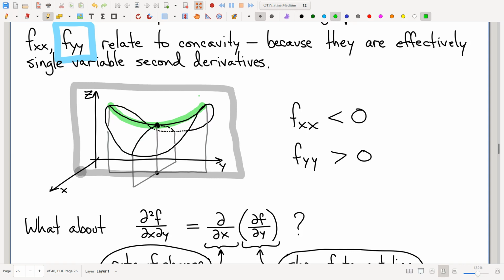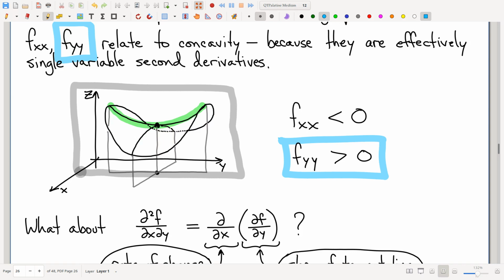So what do derivatives look like? What do second derivatives look like for single variable functions? Well, they're concavity. Old news, right? Calc 1, way back. And so in fact, I can see straight away this is clearly concave up, and being concave up, fyy is positive. Everybody see how that works?